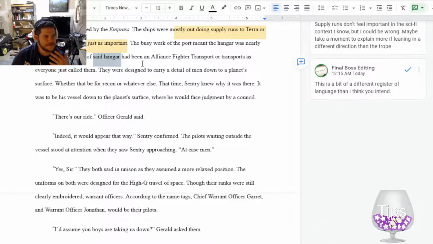So the narrator, the third person narrator telling us a story from this person's point of view, has generally been pretty casual. So saying hangar kind of comes with a different tone, and it also is a different construction than what we've seen. So I would maybe revise that one. The busy work at the port meant the hangar was nearly empty. Transports, as everyone called them.